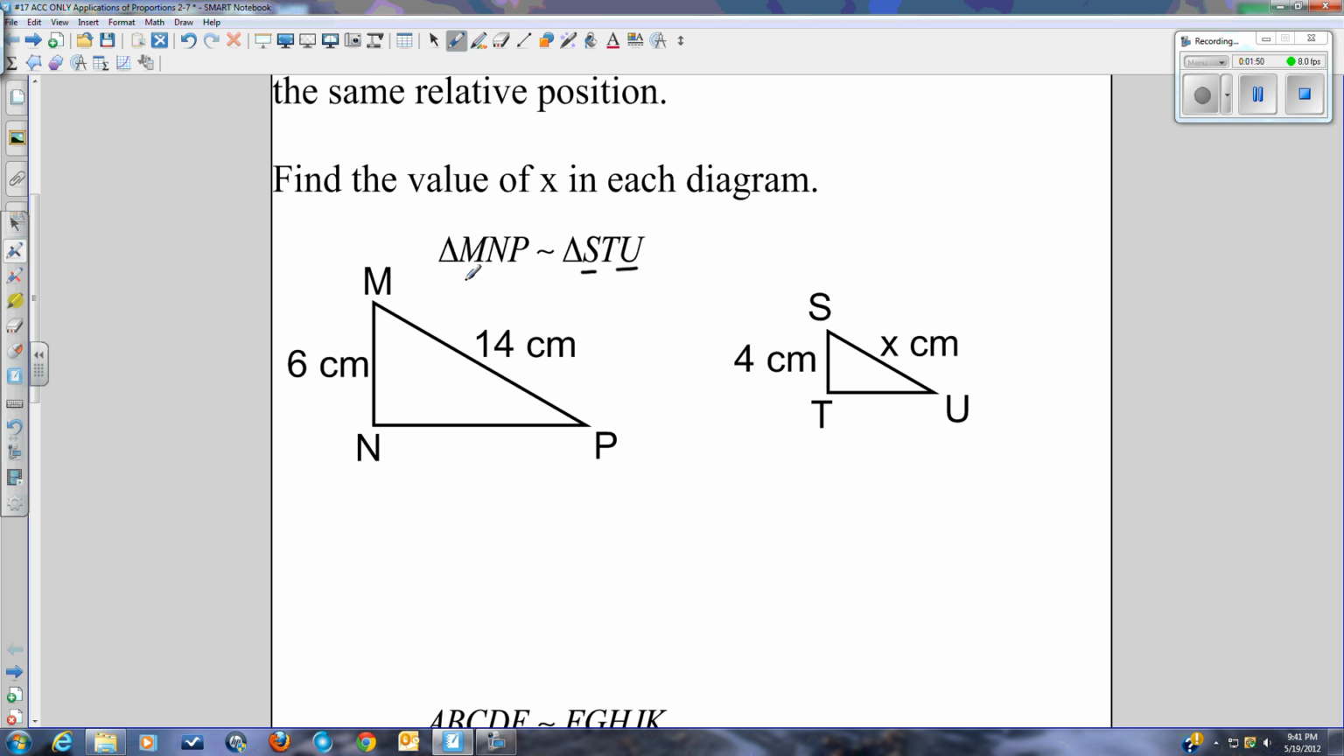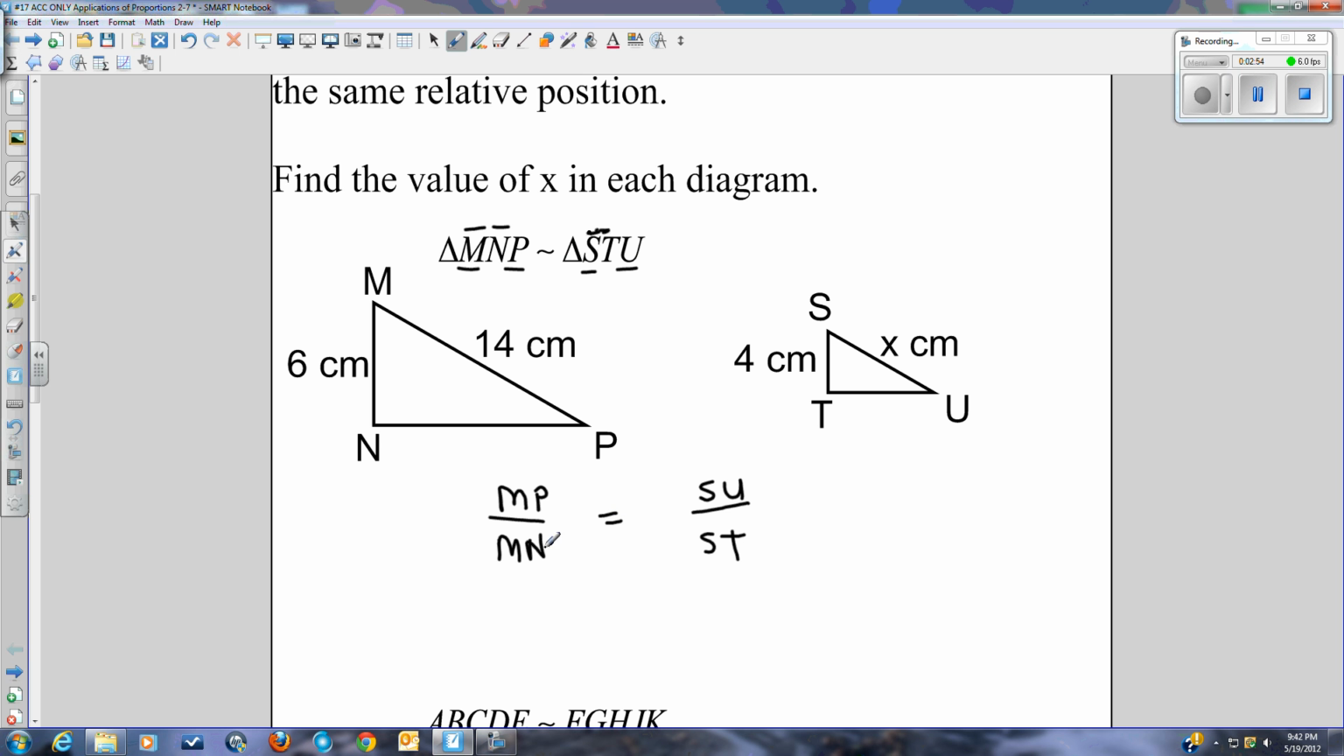So SU corresponds to side MP. So, for instance, the ratio of MP and SU, and let's see what sides we know. ST, which is right here. Yes, this is the first and the second position in our similarity notation. This corresponds to side MN. So we could say the ratio of MP to MN is the same as the ratio of SU to ST. Okay, because S and T and M and N occupy the same positions in our similarity notation, and M and P and S and U occupy the first and the last positions in our similarity notation.